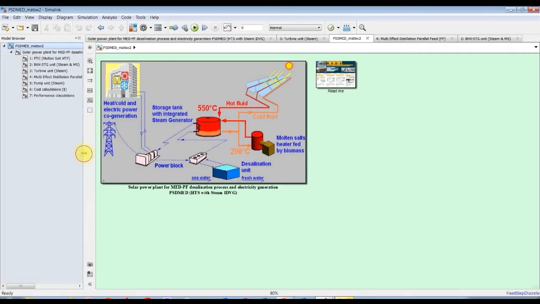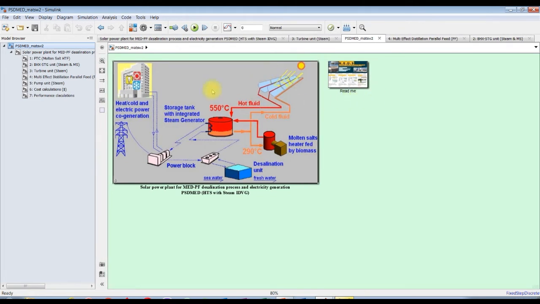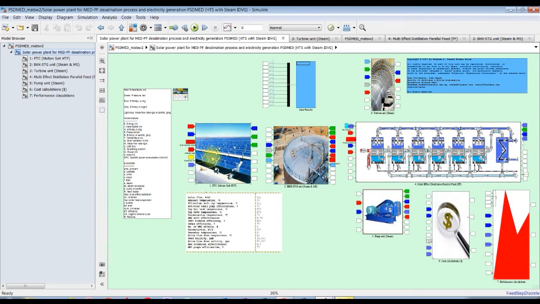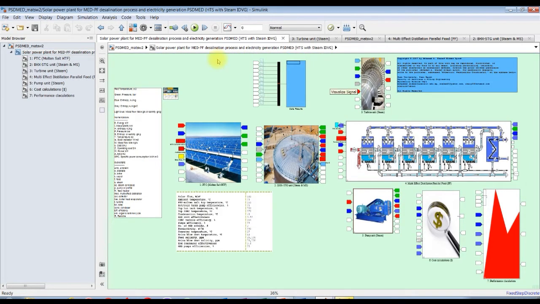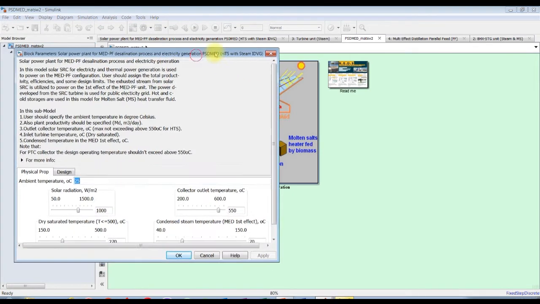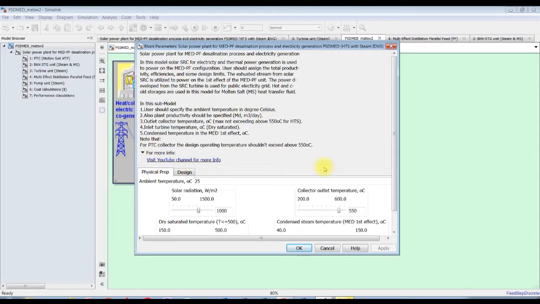Okay, here we are. This is our model. It should appear like this. There's some documentation. This is our plant: the parabolic collector, the boiler heat exchanger storage tank with the pump unit inside it, the turbine unit, the MED we are going to assign, and this is the pump unit for the steam Rankine cycle. This is the cost analysis block and some performance analysis we are going to discover. And this is the input data for our model. Okay, that's from the beginning. Assign some inputs. Okay, this is for information.